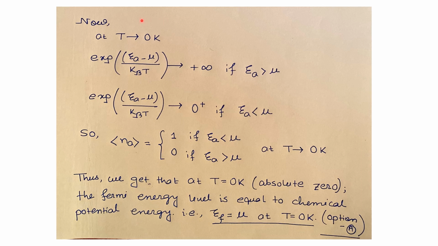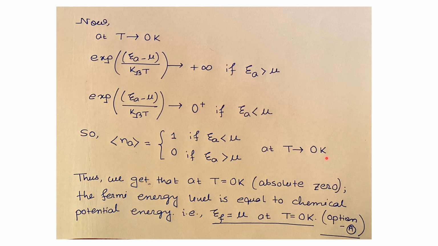Now, let us choose a temperature very close to 0 Kelvin. So, at this temperature, this exponential term, that is exponential of EA minus mu by kBT, will tend to plus infinity if our energy EA is greater than mu, and this exponential term will be a very small positive value close to 0 if our energy level is less than our chemical potential mu. So, the average number of the particle, that is the occupation number, will be 1 if EA is less than mu, and it will be 0 if EA is greater than mu when the temperature is very close to 0 Kelvin.